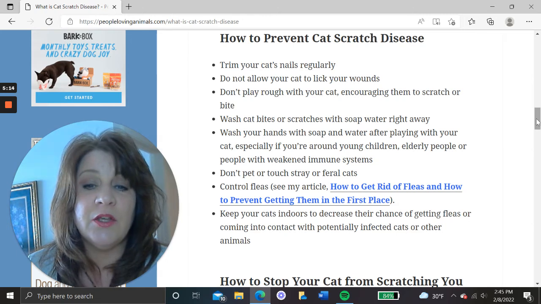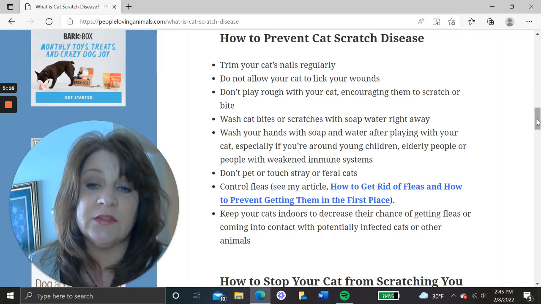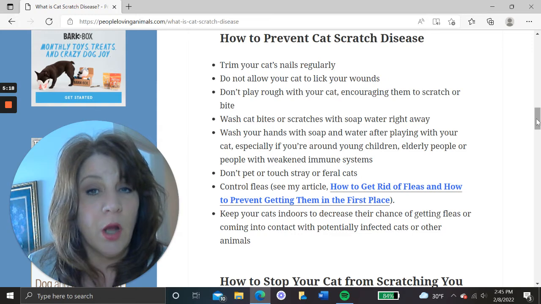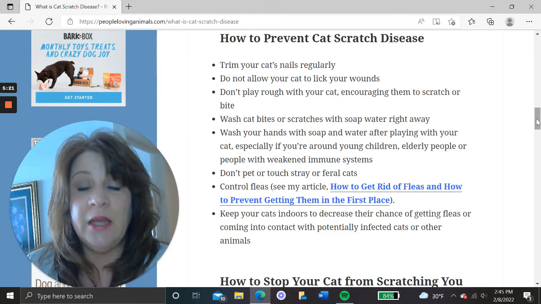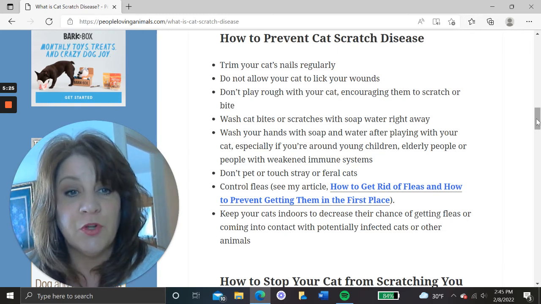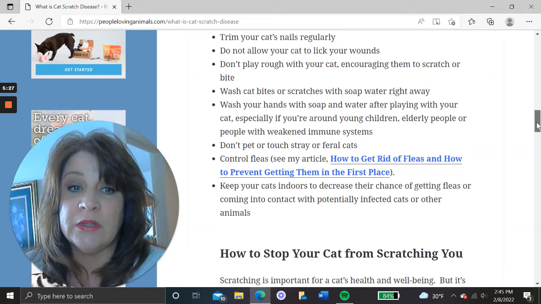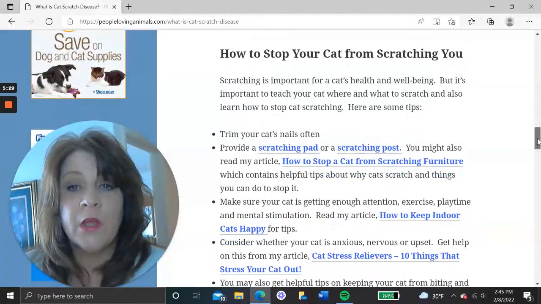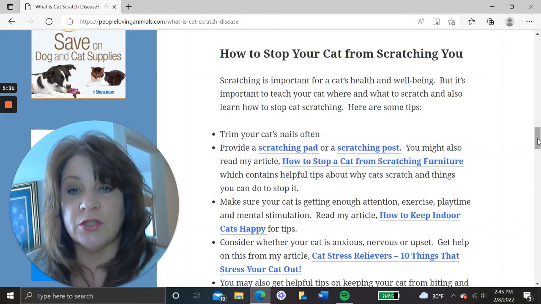Also, keep your cat indoors to decrease their chances of getting fleas or coming into contact with any potentially infected cats or other animals. Your cat's less likely to get infected with this if they're indoors, right? We're going to talk a little bit more about that in just a second.